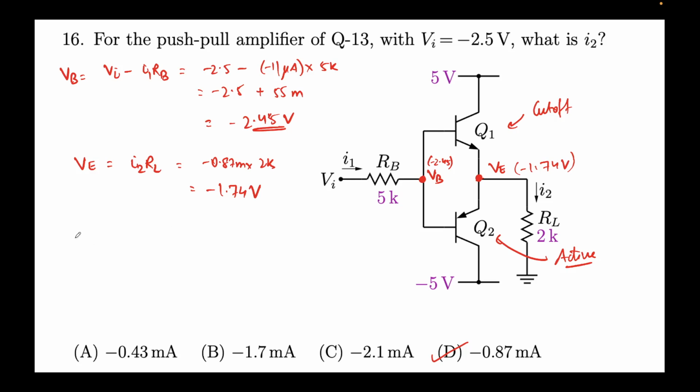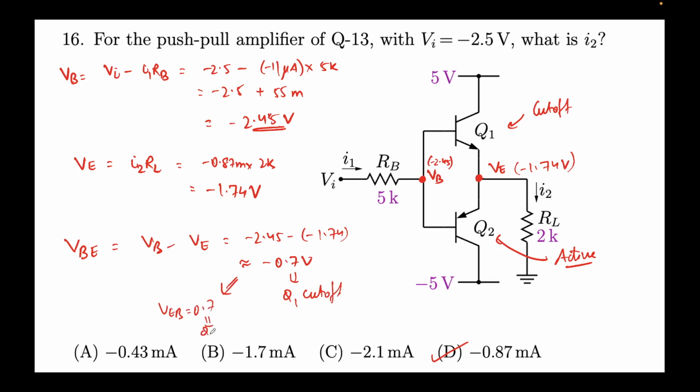And now if we obtain VBE, that is VB minus VE, it comes out to be minus 2.45 plus 1.74, which is approximately minus 0.7 volts. So VBE is minus 0.7 volts, which means Q1 has to be cut off. And this will also mean that VEB equal to 0.7, which would mean Q2 is conducting, Q2 on, which we saw Q2 was on. And you can also see the VCB, sorry, VCE sat is minus 0.2, but this is around 3.2 value. So Q2 is on and Q2 is indeed in active mode.